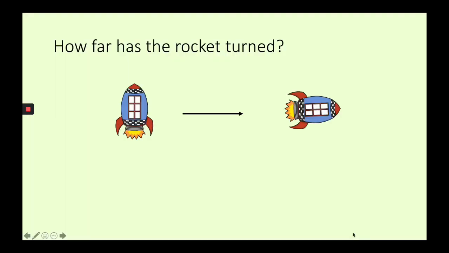Okay, how far has the rocket turned? So this is the rocket to begin with, and this is the rocket at the end. Is it a quarter turn or a half turn? Well done, it is a quarter turn. So he started by facing this way and he makes a quarter turn and now he's facing that way.